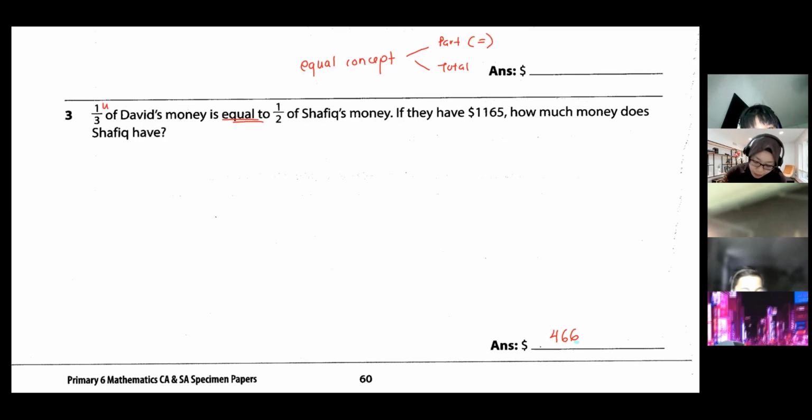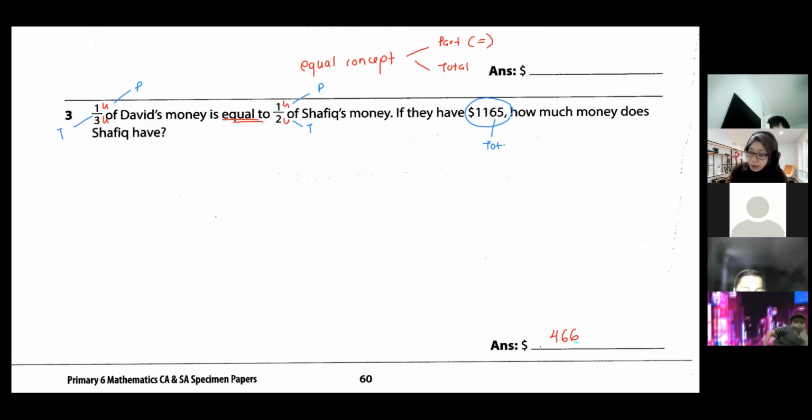And then David 1/3, 1 unit, 3 units. Shafiq 1 unit, 2 units. Right? So you have units and units. So where is the part and where is the total? This is my part and this is my total. This is my part and this is my total. If they have 1165, this is their total together. This is their all together, means both total.